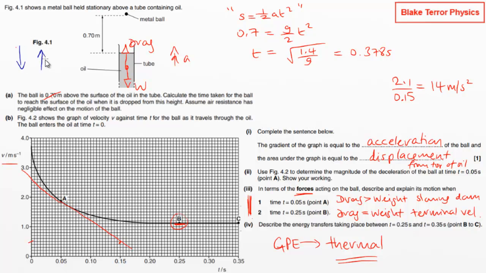But of course, it's slowing down. The acceleration is in the other direction. So our drag must be at least as big as the weight. And if it's slowing down, it must be greater than the weight. So just make sure you don't get caught in that trap when you have these sort of questions.